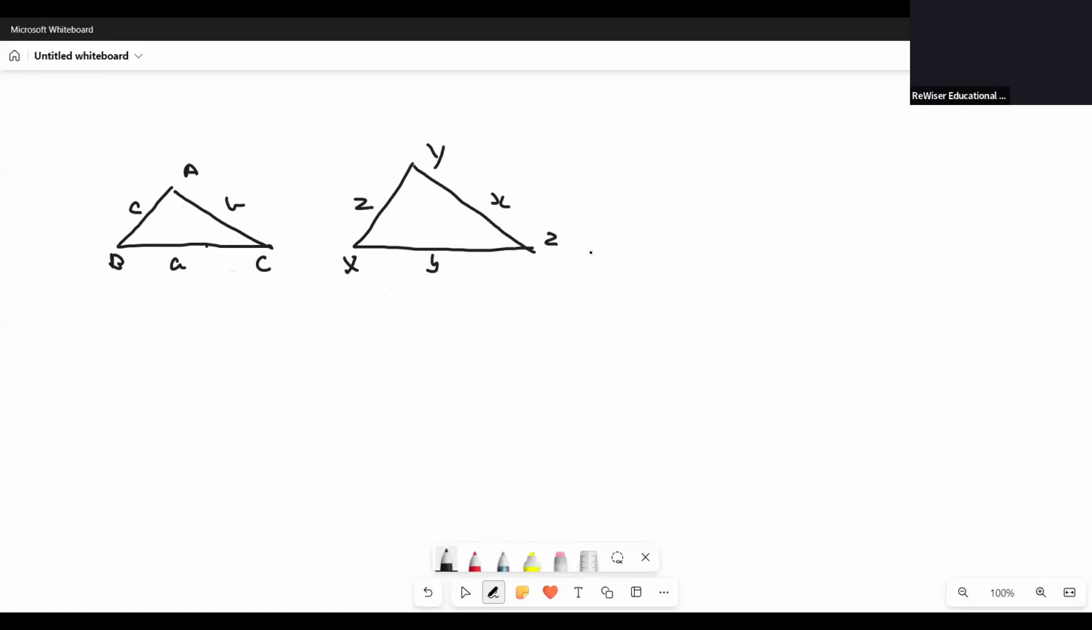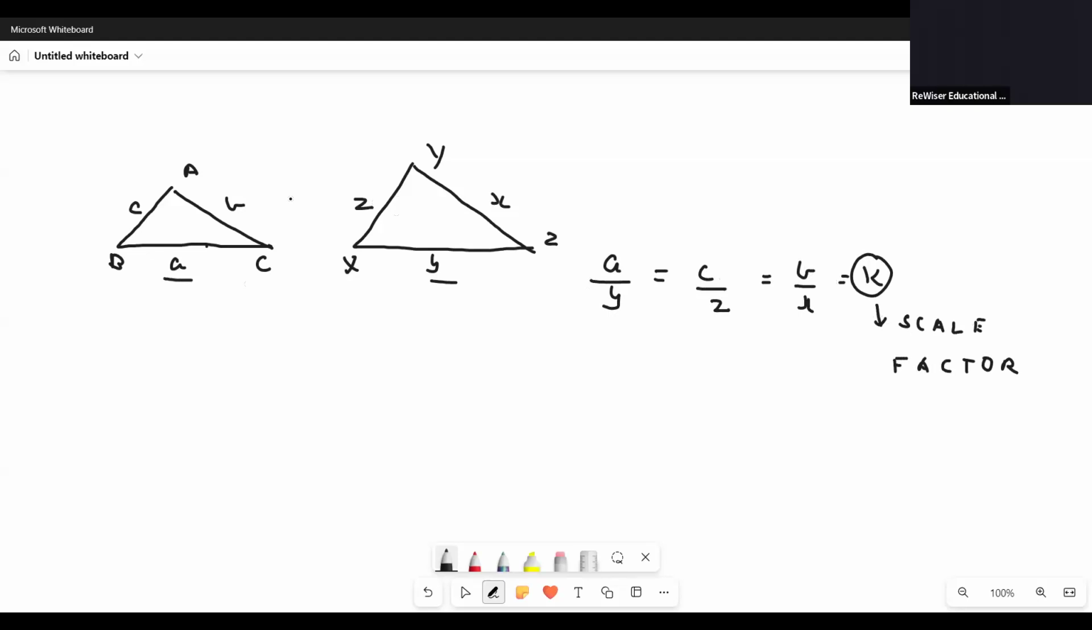If these two triangles are similar, that literally means that A by Y, the same sides, must be equal to C by Z, and must be equal to B by X. And that equals a factor K, which is known as a scale factor. Now, you need to decide which triangle is larger in length, so its length will be larger, or which triangle is smaller, so its length will be smaller. Depending on that, you either multiply with the scale factor to get the larger length or divide by the scale factor to get the smaller length. Is this understood, Valencia?